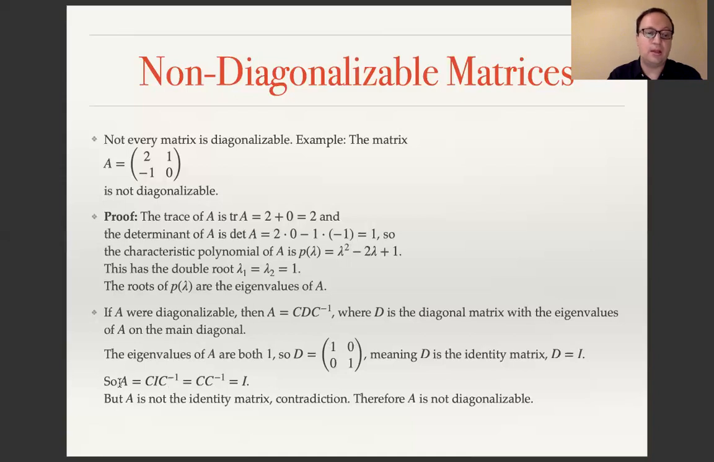So in that case, A would have to be equal to the change of basis matrix C times I, which is the identity, times C inverse. But any matrix times the identity is equal to the original matrix. So C times I is equal to C. So this is the same as C times C inverse, which is the identity matrix I by definition. But clearly, the original matrix A is not the identity matrix.